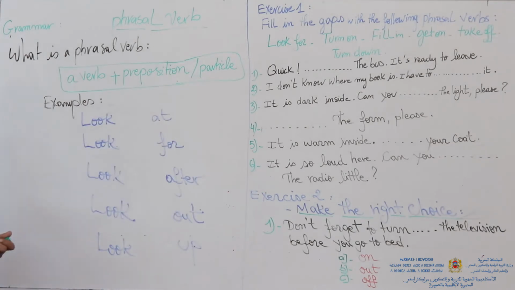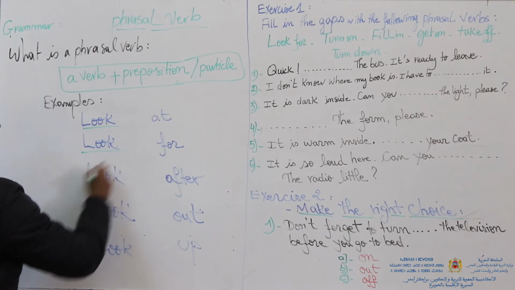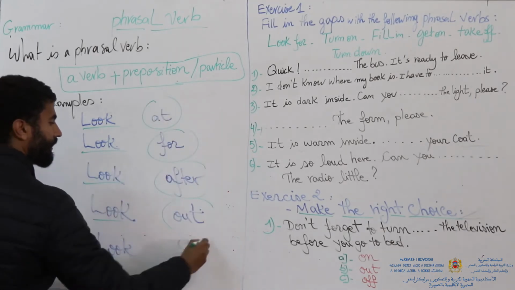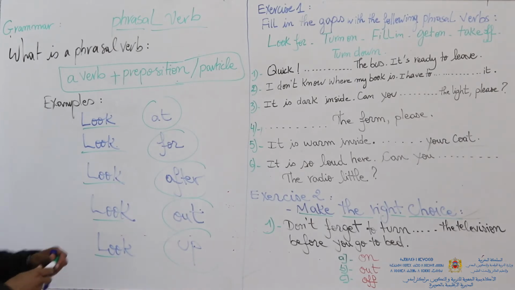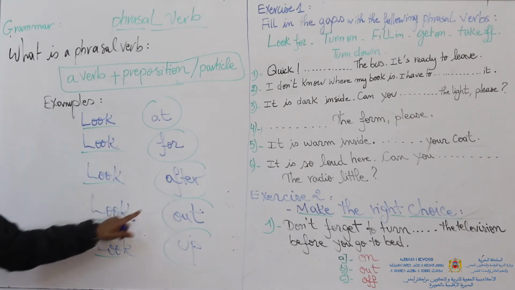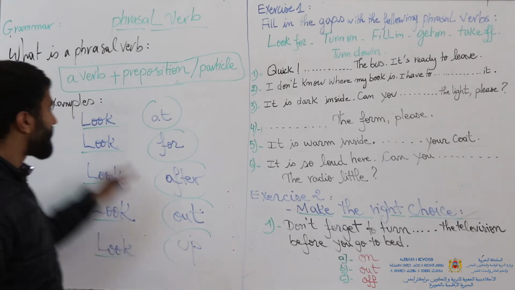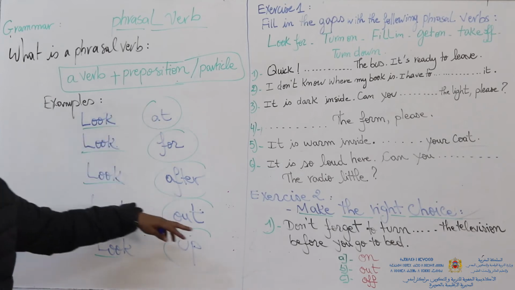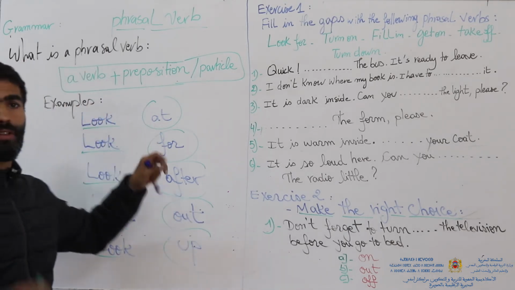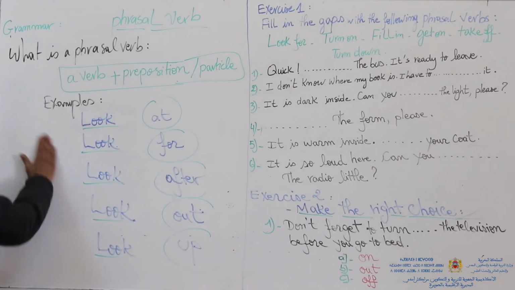What you remark from these examples is that we have the same verb and it comes with different prepositions. So we have look at, look for, look after, look out, and look up. Same verb but with different prepositions. When the verb comes with a different preposition, the meaning is completely changed.